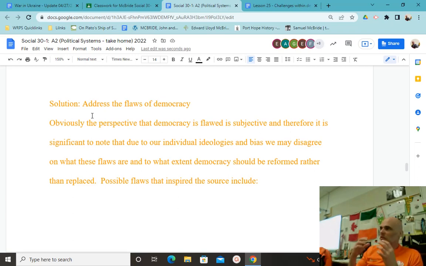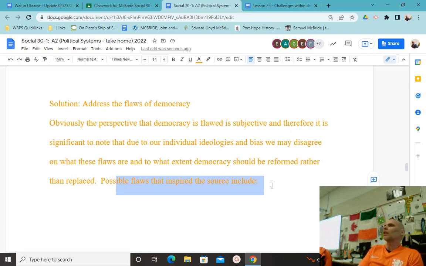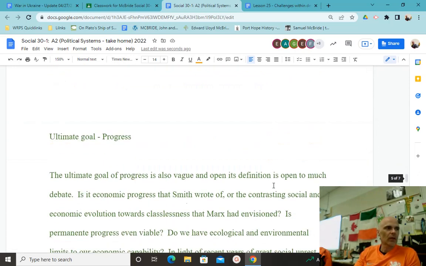And then we need to really respond to this essay, we need to understand what the flaws are. So today's lesson is looking at accountability, or lack of accountability, within democracy. And the lack of accountability would be a flaw. If democracy is legitimate because of accountability, then we better ensure that the system isn't designed to take away accountability. So what is the ultimate goal? The ultimate goal is progress.